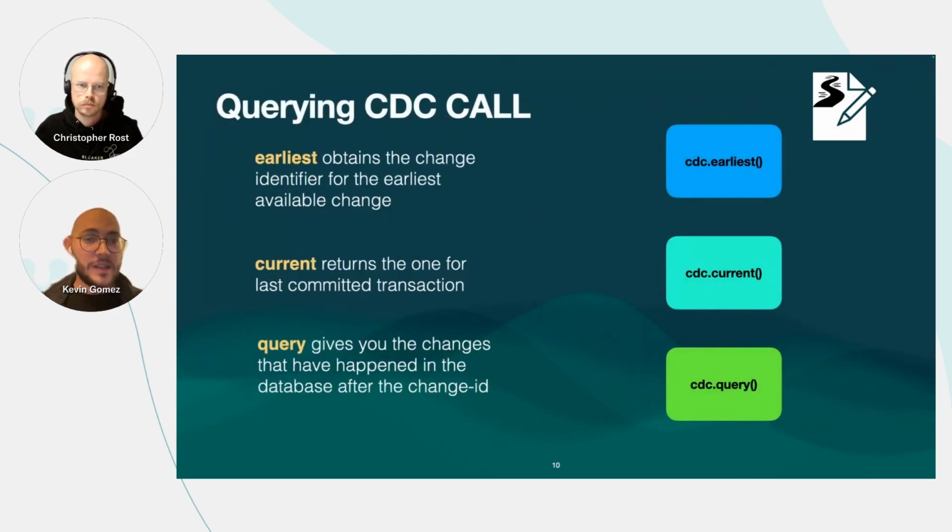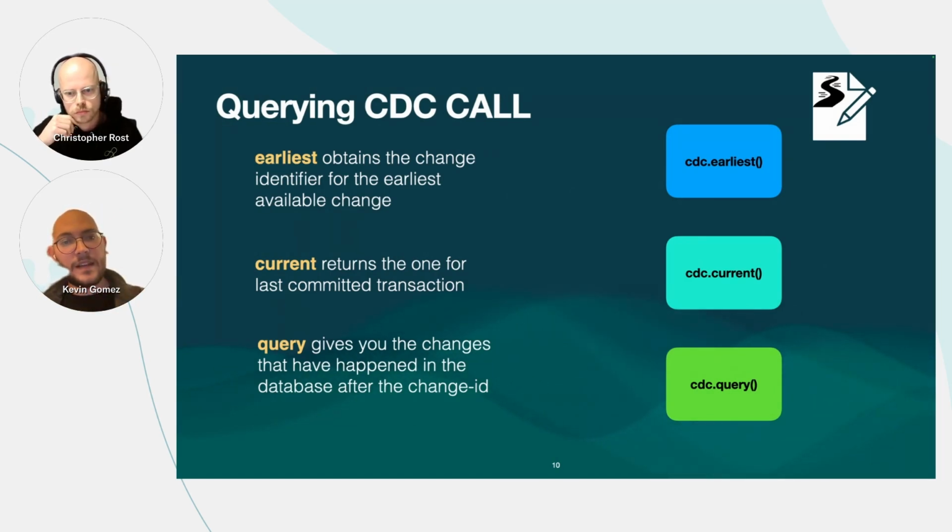There we go. Okay, so those are the functions that we currently have available for querying the CDC, which is very simple, to be honest. We have earliest, which will provide us with the change ID of the earliest available change. Changes are always bound to transactions, right? So this is the earliest available from the moment you enable the option. Then we have current, which is the last committed transaction and the last ID of this event. And then we have query.